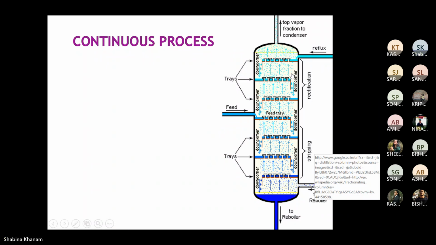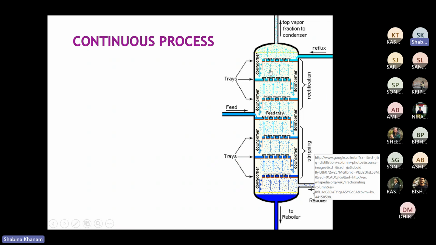We will see in the design how to avoid that condition. So that is the weeping. And feed is there, and you can see here I'm having two different sections. One is the rectification or enrichment section, the second is the stripping section.